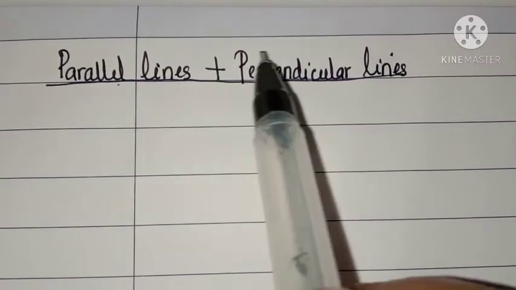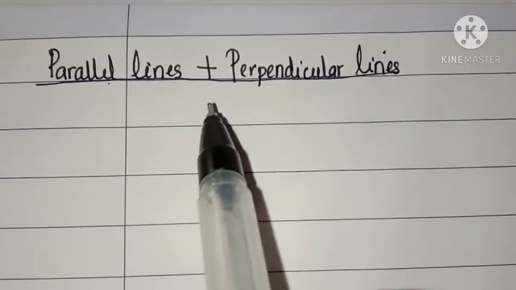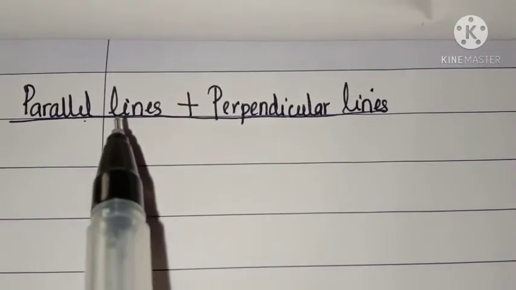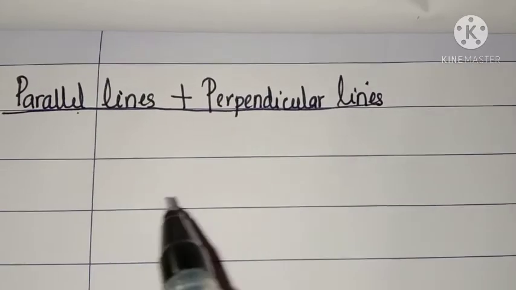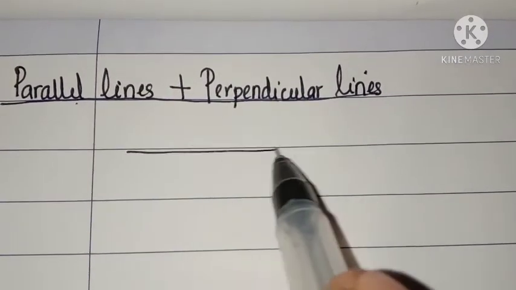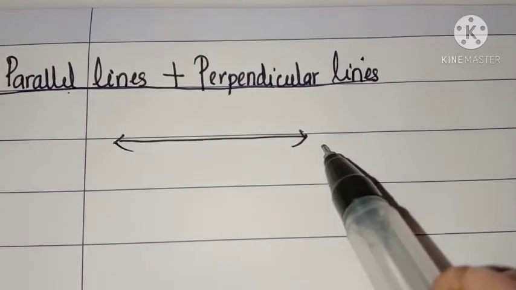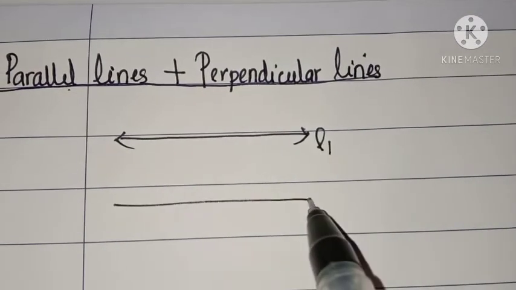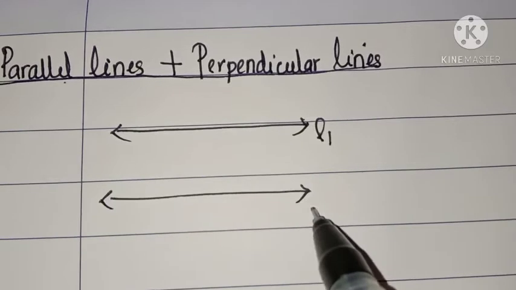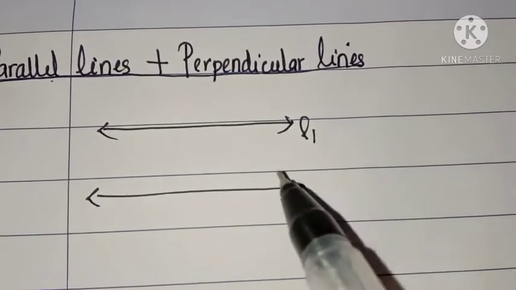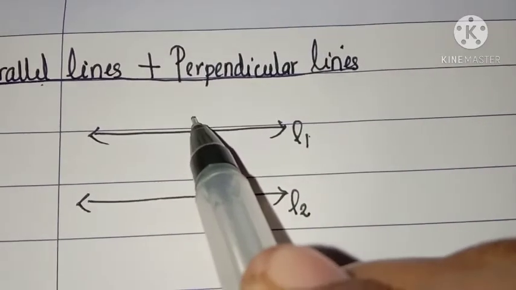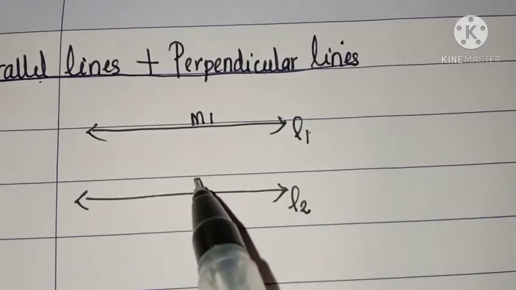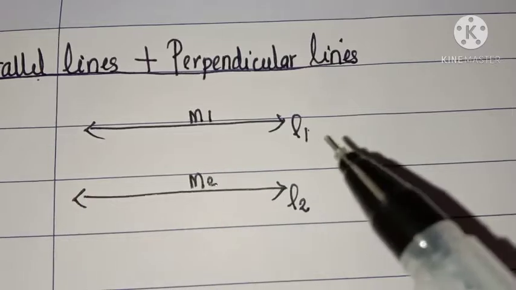Parallel lines and perpendicular lines. Using slopes, how can we define two lines are parallel and two lines are perpendicular? Suppose we have two lines L1 and L2, and these two lines are parallel. Consider these two parallel lines L1 and L2. Slope of this line is M1, slope of this line is M2.